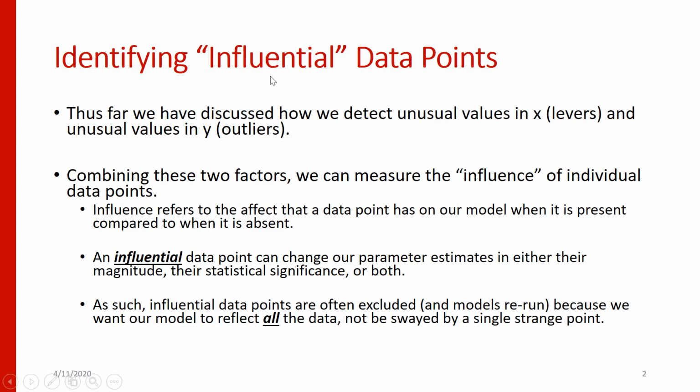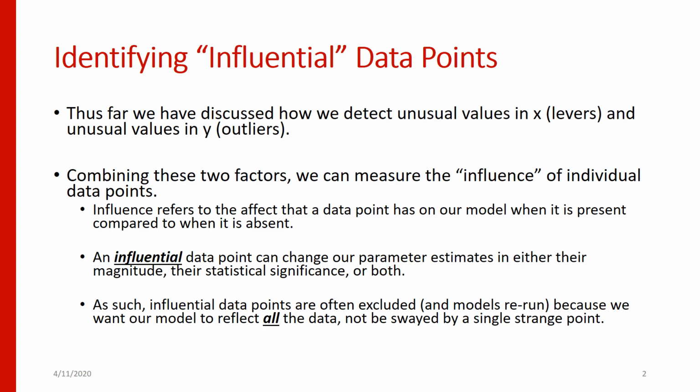So influence refers to the effect that a data point has on our model when it is present versus when it is absent. You can think about if we fit our linear regression model with this data point included versus if we fit the linear model with this data point excluded, how would those two results differ? The idea is that influential data points can change our parameter estimates, both in terms of their magnitude, their statistical significance, or both. So we might have a situation where the inclusion of a data point makes the slope massively more positive than it otherwise would be.